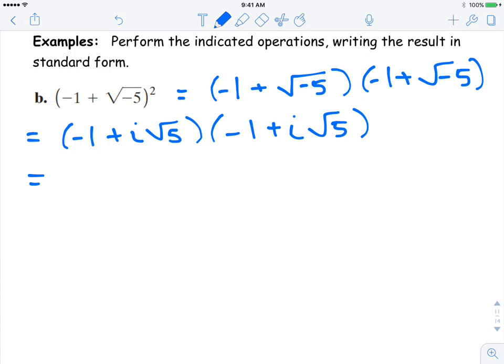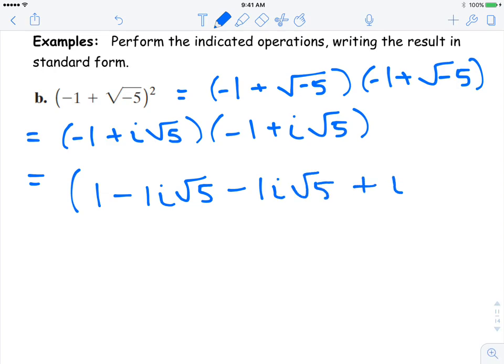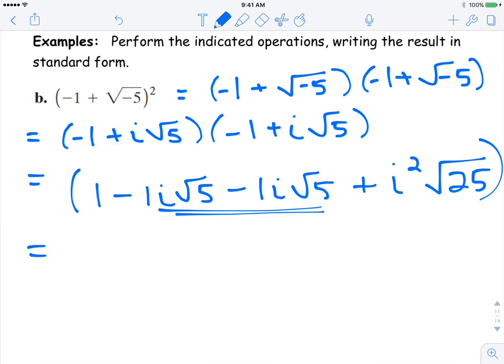So negative 1 times negative 1, as we're going to start to FOIL, is 1. Then outside, then inside, then last. Last is going to be i times i, which is i squared. Square root of 5 times square root of 5 is 25. Continue simplifying. These two are alike, so we're going to combine them to negative 2i square root of 5.